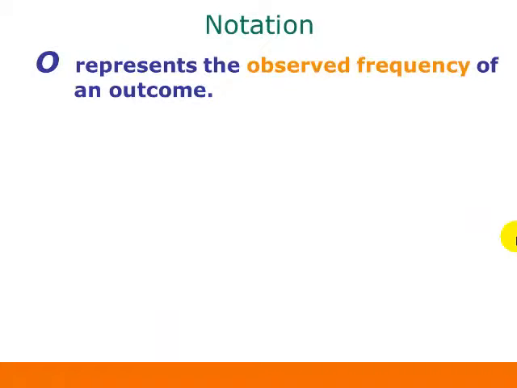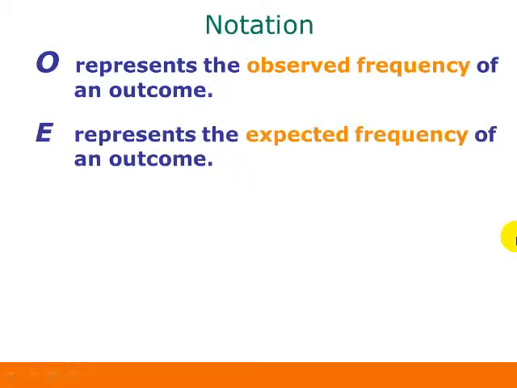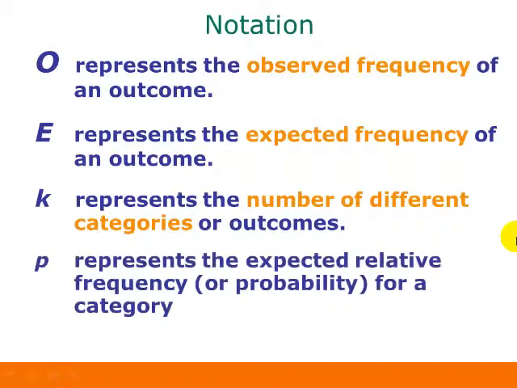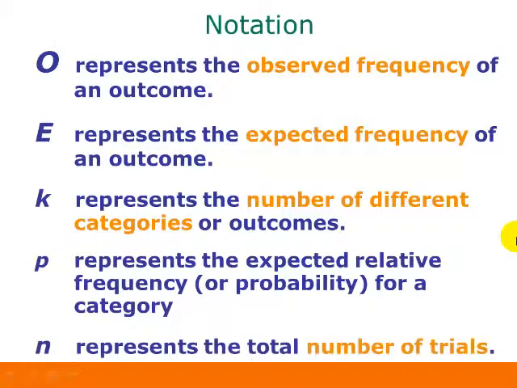The notation in this section looks like this. A capital O represents the observed frequency of an outcome or a category. Capital E represents the expected frequency of an outcome or a category. K represents the number of different categories or outcomes. And P represents the expected relative frequency or probability for a category. Finally, N represents the total number of trials.